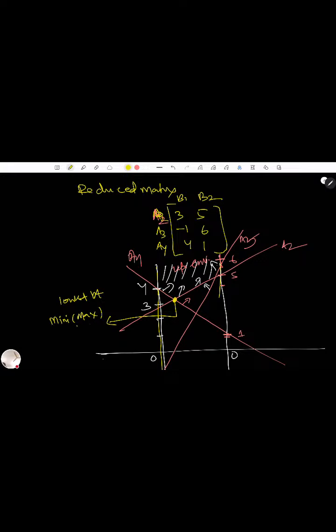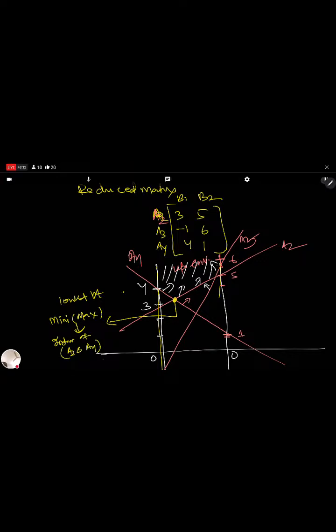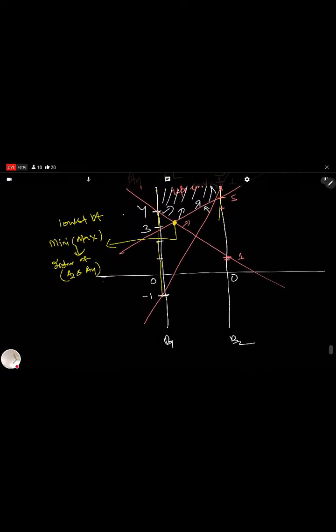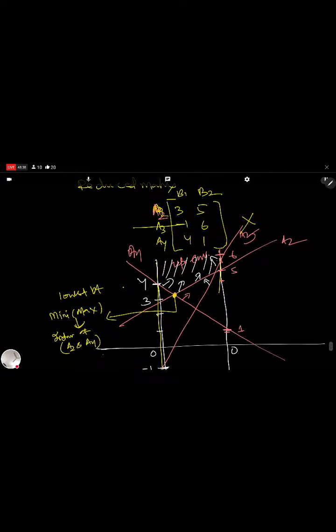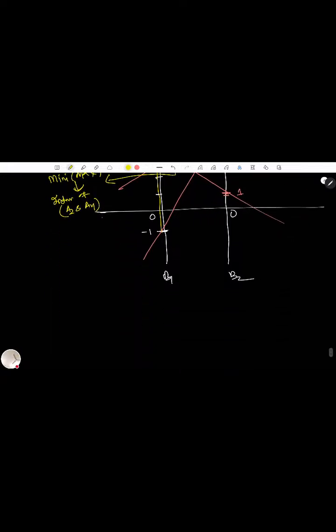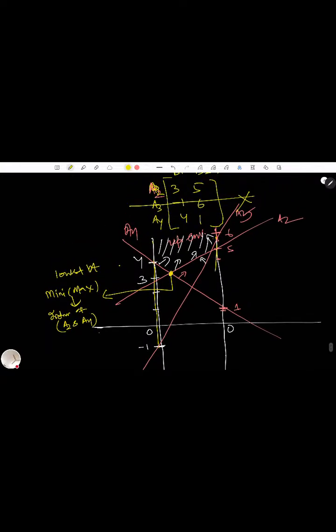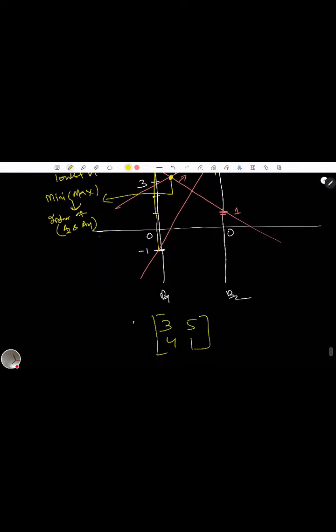It is the intersection of A2 and A4. So your A3 will be dominated. So 3 5 4 1. What is the reduced matrix? It is 3 5 4 1, right? For A it is A2 and A4, and B1 and B2. Now it is a 2 cross 2 matrix.